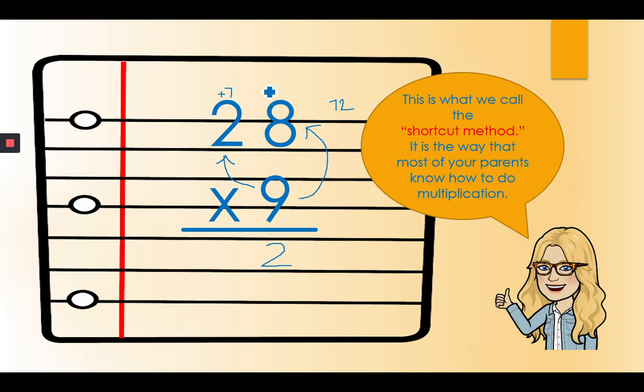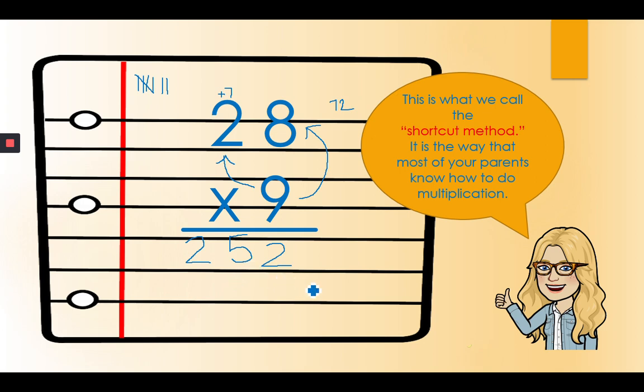So let's just count up. We have 18 and then we're going to add 7. 18, 19, 20, 21, 22, 23, 24, 25. Okay, so I have 25 and I'm going to write my 25 underneath here, the 2 in the 100s column, the 5 in the 10s column.